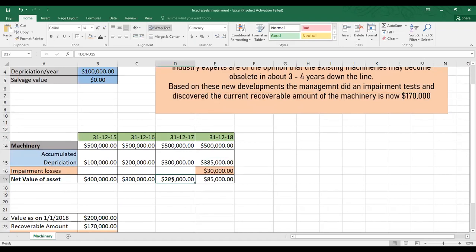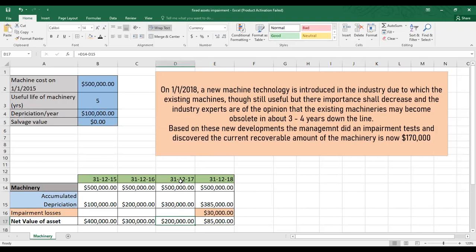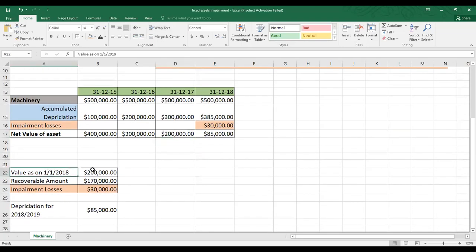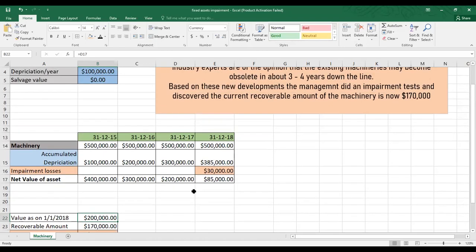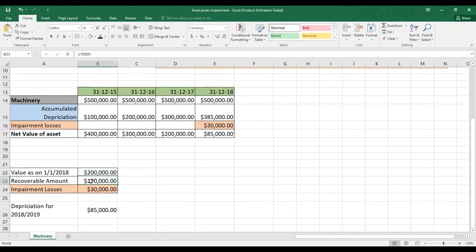Hence, as you can see, the amount as on 1st of January 2018, because on 31st of December 2017 is 2 lakhs. So the same is the opening value of the machinery on 1st of January 2018. On 1st of January 2018, the value of the machinery is $2 lakh. But due to the changes into the economic environment of the organization, the recoverable amount of the machinery is now $1,70,000, and hence there is an impairment loss that has to be recorded for the purpose of reporting.